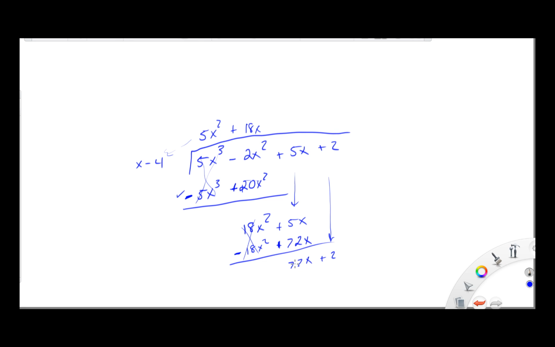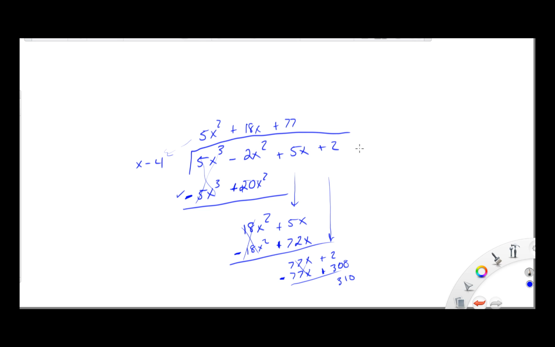Okay, how do we get 77x? We're going to say plus 77, because 77 times x equals that. 77 times a negative 4 is a negative 308. We're going to do the conjugate pair change. So now the 77x's cancel, and what we're left with is 2 plus 308, which is now 310. That's our remainder. That's what we have left.